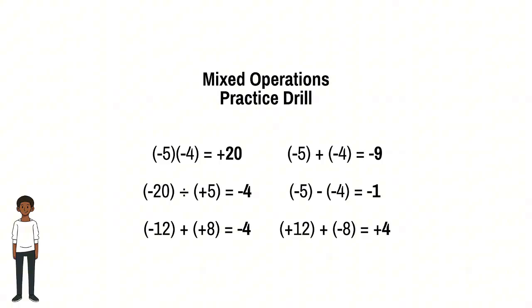Negative 4. Negative 5 minus negative 4. Turn subtraction into addition. Negative 5 plus positive 4. Opposite signs addition. 5 minus 4 equals 1. And 5 is larger, so we get negative 1. Notice how changing just one operational symbol completely alters the method you use.